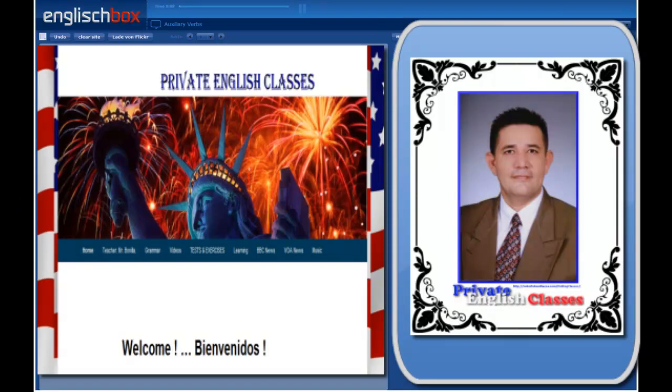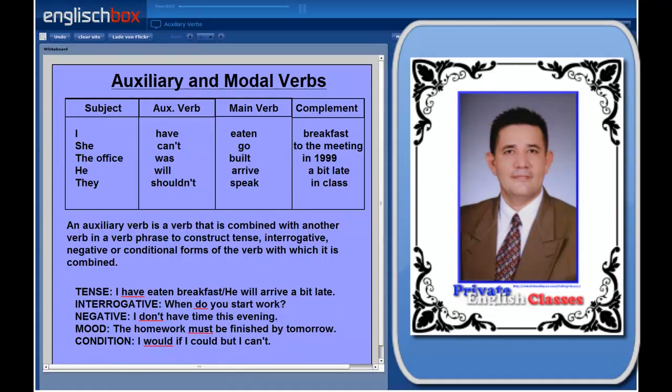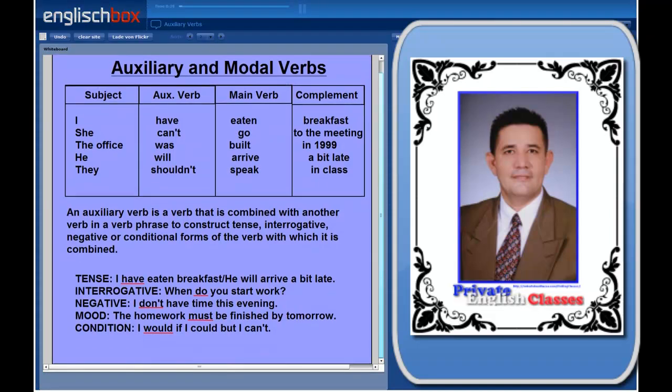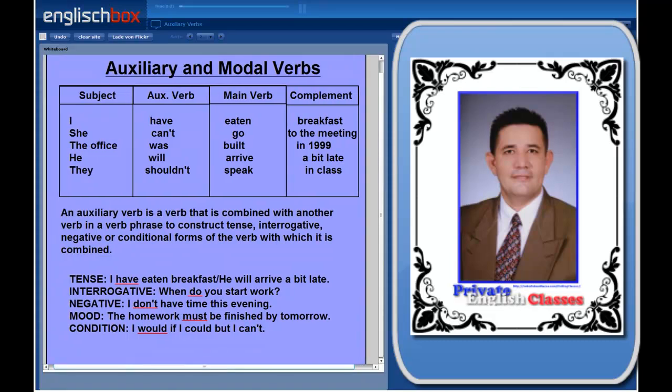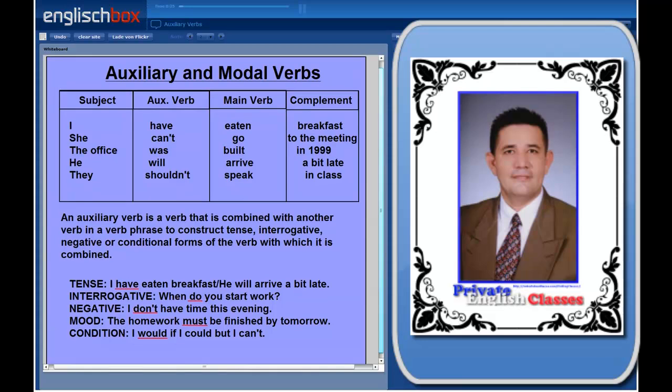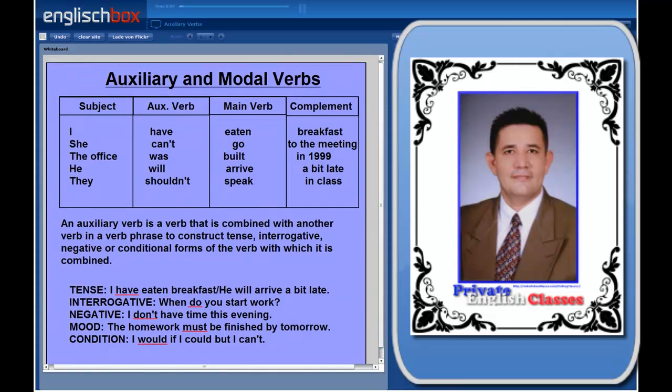Today we're going to talk about auxiliary verbs. So what is an auxiliary verb? If you look at the definition underneath the table, you can see that an auxiliary verb is a verb that is combined with another verb in a verb phrase to construct tense, interrogative, negative or conditional forms of the verb with which it is combined.